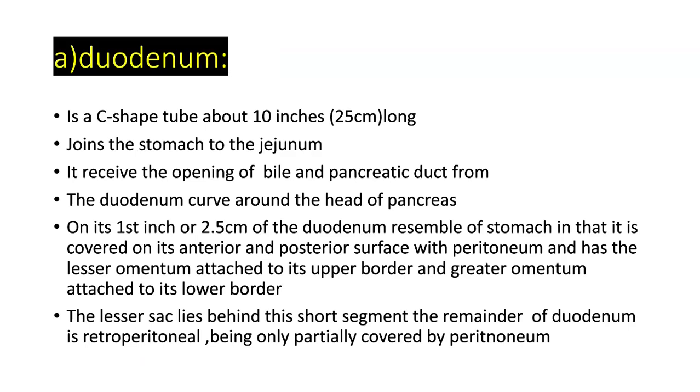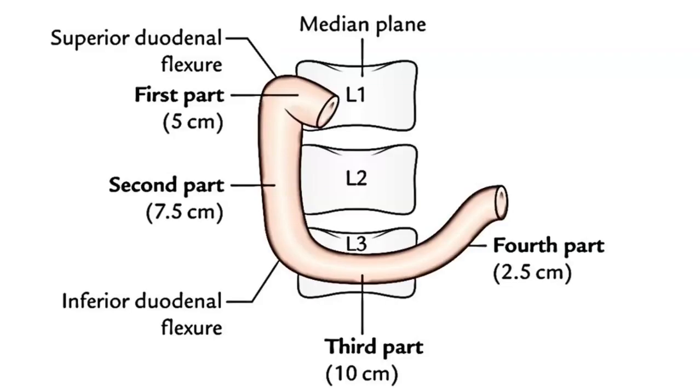The duodenum resembles the stomach in that it is covered on its anterior and posterior surfaces with peritoneum, and has the lesser omentum attached to its upper border and the greater omentum attached to the lower border. The lesser sac lies behind this short segment. The remainder of the duodenum is retroperitoneal, being only partially covered by the peritoneum. As you can see here, these are the four parts of the duodenum.